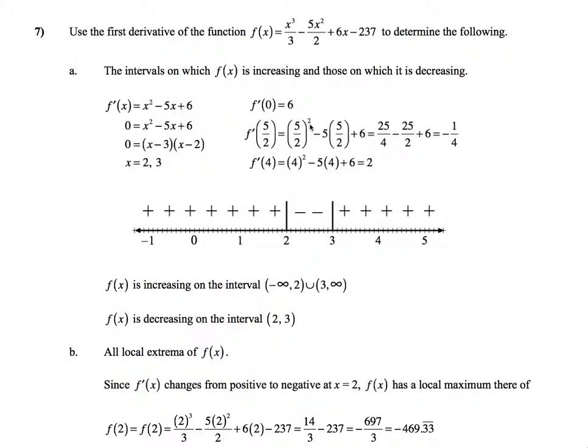So 5/2 squared is the numerator squared, 25, over the denominator squared, 4, minus, and then for this term, 5 times 5 is 25, multiplied by the numerator, and the denominator is 2, and our constant term is just 6. 25 over 2 would be 50/4, and 25 over 4 minus 50/4 would give us a negative 25/4, and 6 is 24 over 4, so that's a negative 25/4 and a positive 24/4. You put those together, you get a negative 1/4.